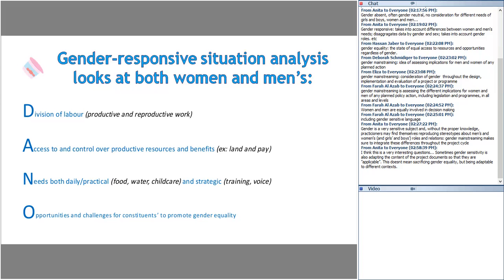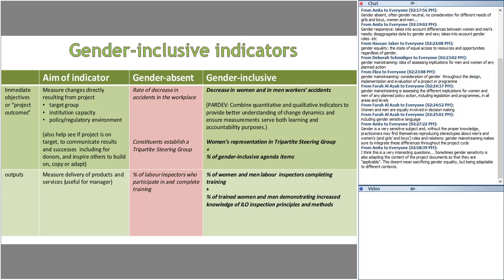It's sort of silly, but I use a yogurt. I have this image in my head of a yogurt container, because Danone is very famous. I don't know if in your countries Danone yogurt is on the market, but I just remember the first 4 letters of Danone yogurt, and that helps me. Division of labor, access to and control over resources and benefits, needs, opportunities and challenges. I hope that might be a handy way for you to remember it too.